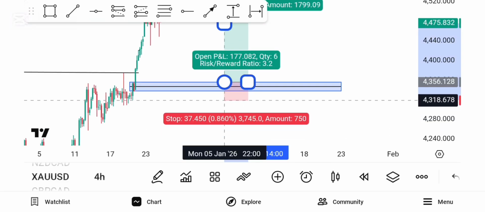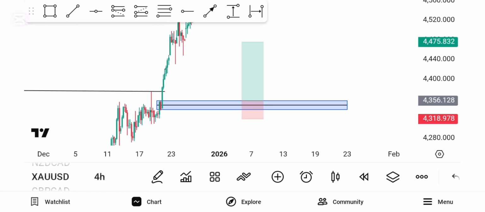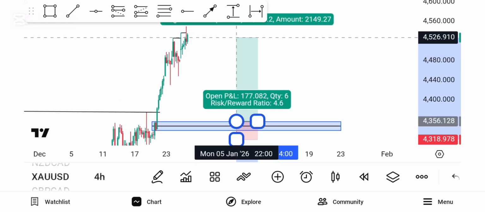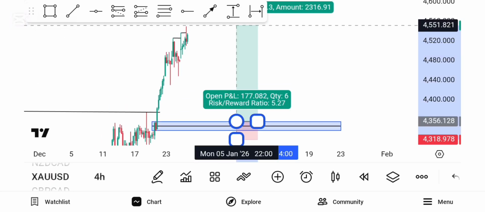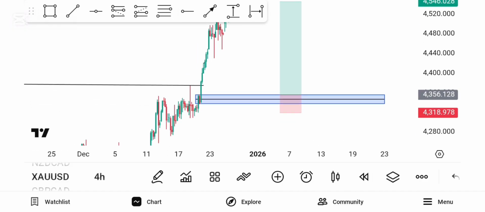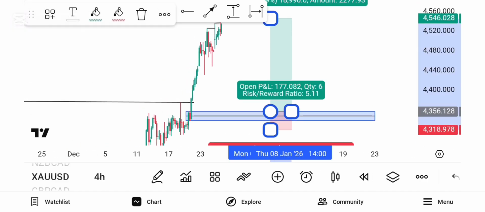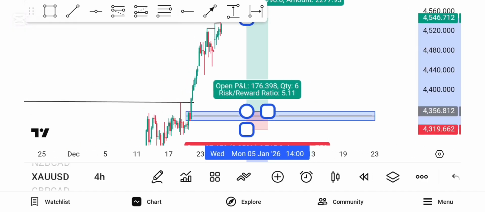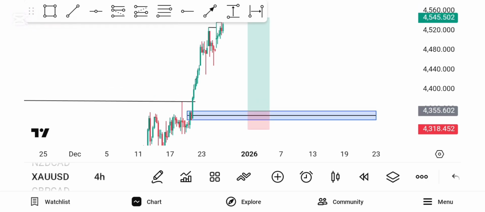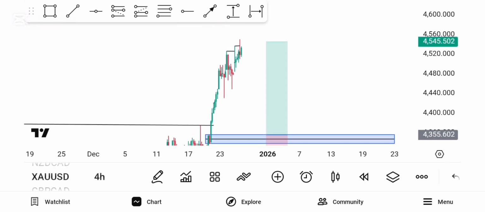But first of all, you don't need to set a limit order. You wait for a confirmation. So once it comes to that order block, we watch the reaction there, then we take it. But hopefully, we're expecting it to come to that order block, then we buy from XAUUSD.